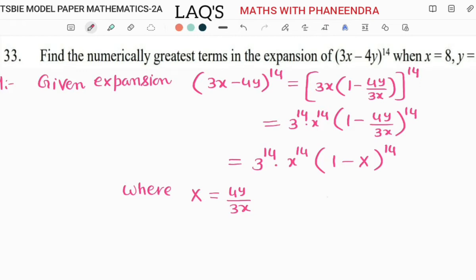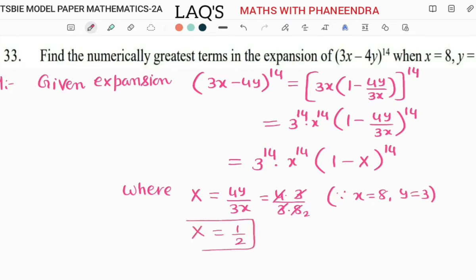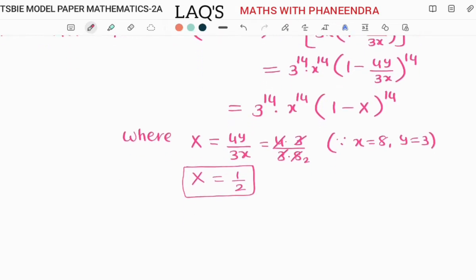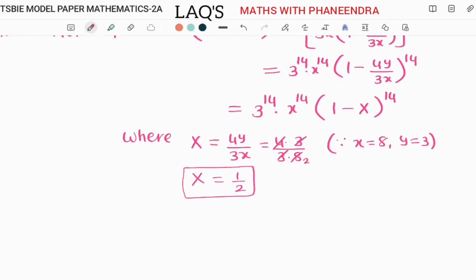Given the values of x is equal to 8 and y is equal to 3, small values, so substitute here 4 into 3 by 3 into 8. So 3 gets cancelled, 4 ones are 4, 4 twos are 8. So capital X is equal to 1 by 2 only, no? So in place of capital X, 1 by 2 we will write in the coming steps, and the whole power n is equal to 14.